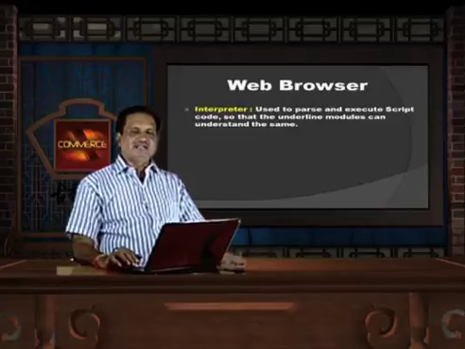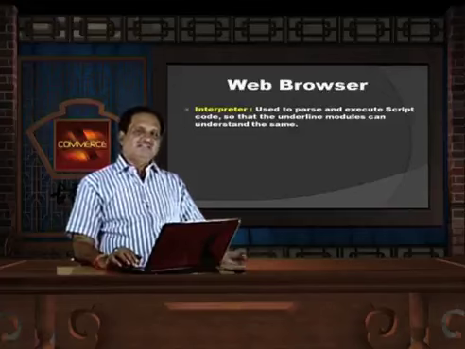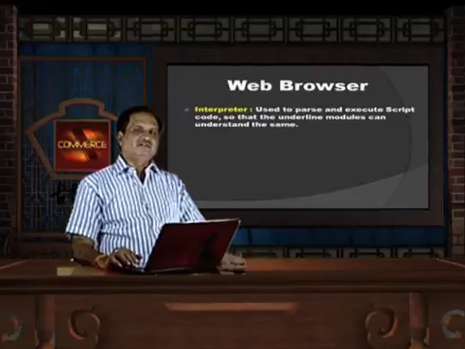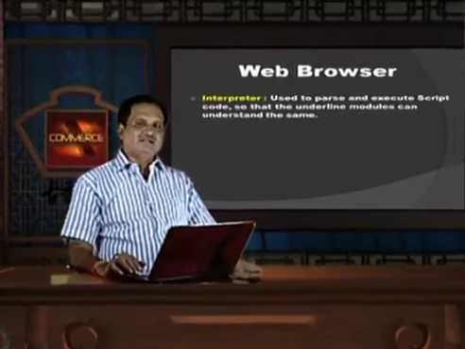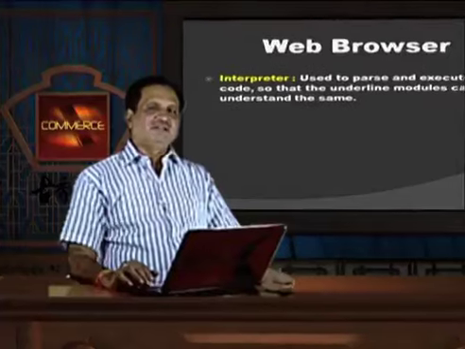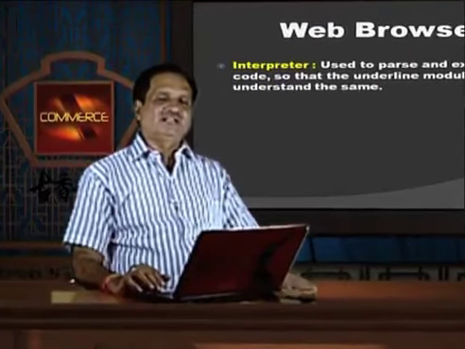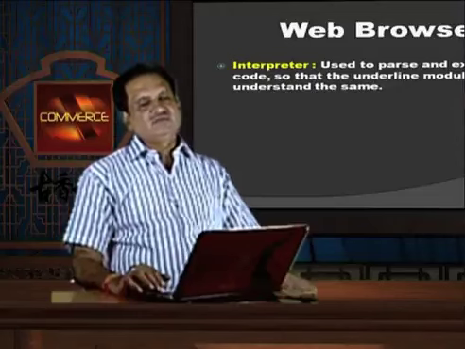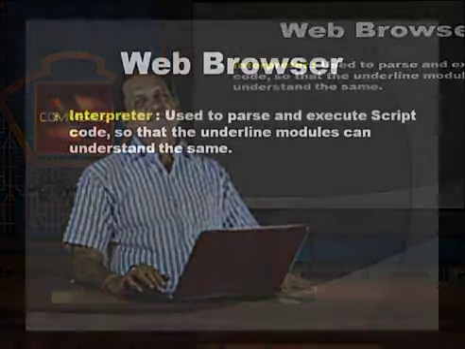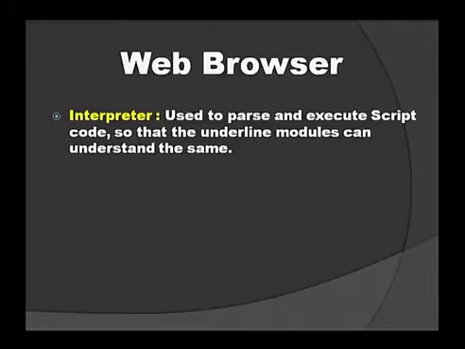The next component is the interpreter. Basically friends, when we are dealing with a web browser, particularly when a developer is going to develop a website, this website possesses a series of so many codes in different languages. Now the purpose of this interpreter is to explain that particular code to the underlying hardware. It is used to parse and execute script code so that the underlying module can understand the same.